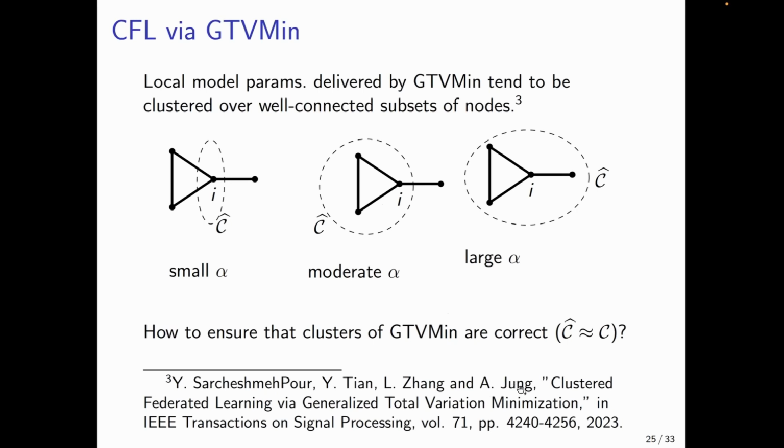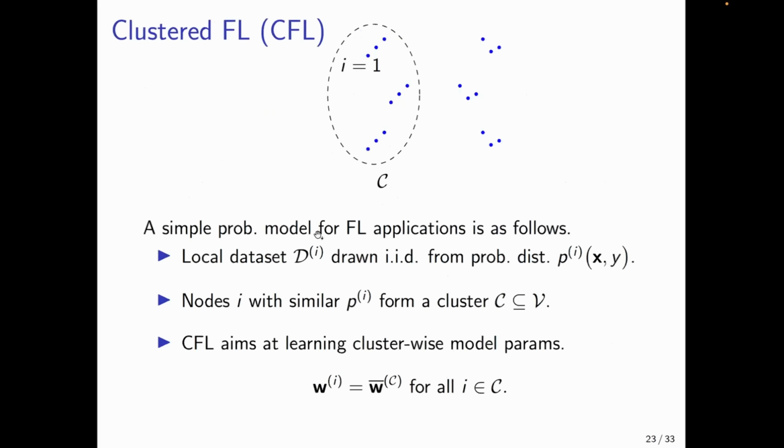I cite here one of our recent journal papers that characterized this cluster structure. However, the cluster structure of GTVMin only depends on the local data sets and the network structure. That's why I denote this cluster here by C hat instead of C. Because this C hat, what we get out of GTV minimization, might be different from the cluster in our clustering assumption, because this clustering assumption is like oracle-based information.